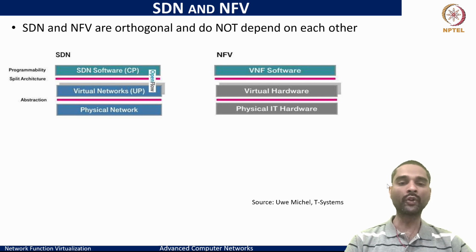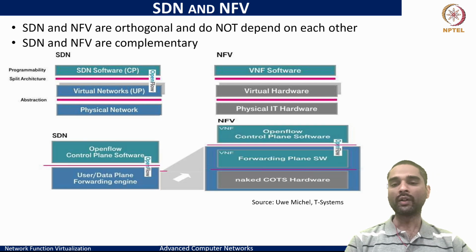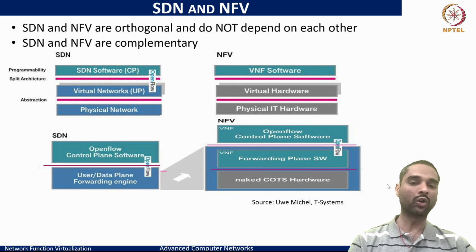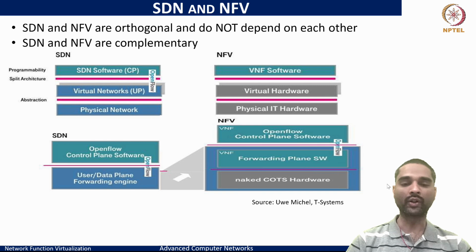And in another essence, what SDN really brought, the key thing that came, is the OpenFlow control plane software, that's SDN controllers or the network operating systems, that would interact using OpenFlow with the user data plane forwarding engine. That's basically the networks and network switches and routers, to configure the rules.